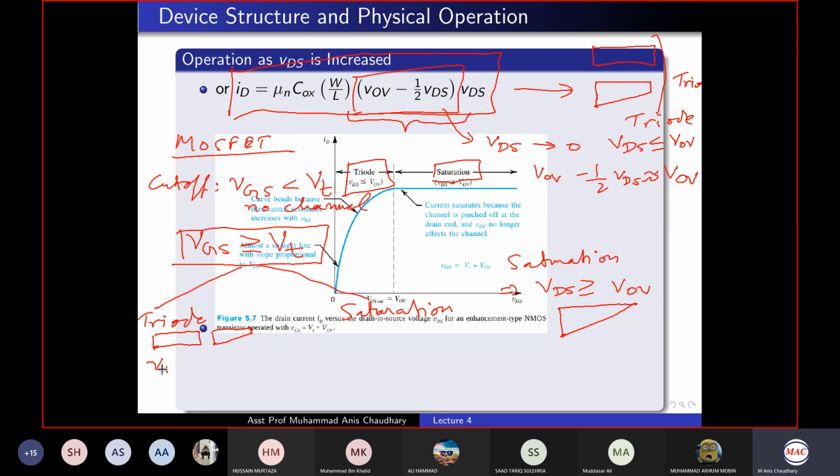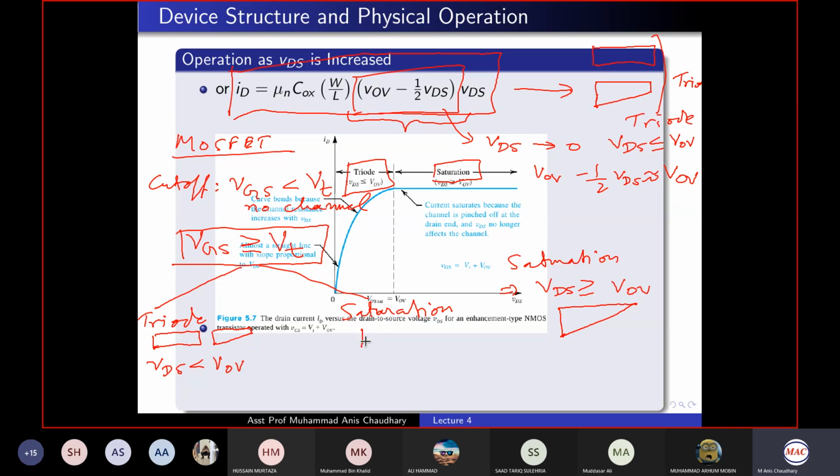So mathematically that means VDS has to be less than VOV, because when VDS becomes equal to VOV, the channel depth at the drain end will reduce to 0. And VDS is equal to VOV, so channel depth will reduce to 0 because there is not enough effective voltage available at the drain end to get a collection of electrons at the drain end of the channel.